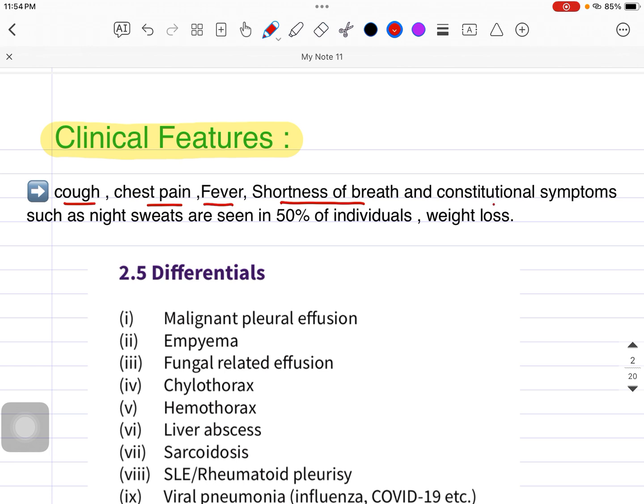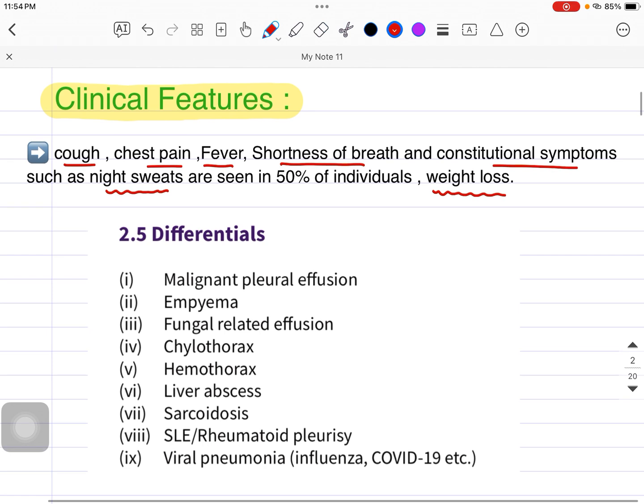Along with that, some constitutional symptoms can be there. For example, they will complain about night sweats, which is a very peculiar feature of tuberculosis, right. They might talk about weight loss, which is also a very characteristic feature of tuberculosis. So features are almost common. There could be cough, fever, chest pain, shortness of breath, weight loss, night sweats. These are the very common symptoms which we need to look for while taking the history from these kinds of patients, right.